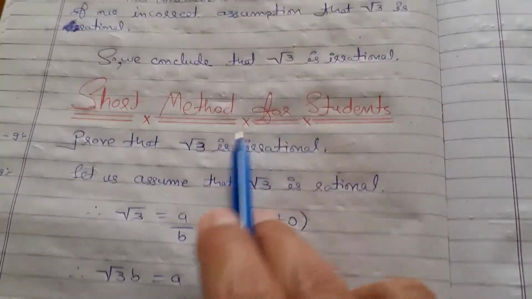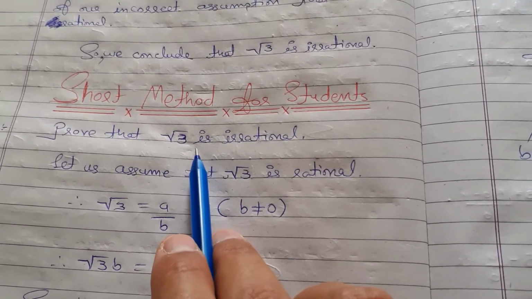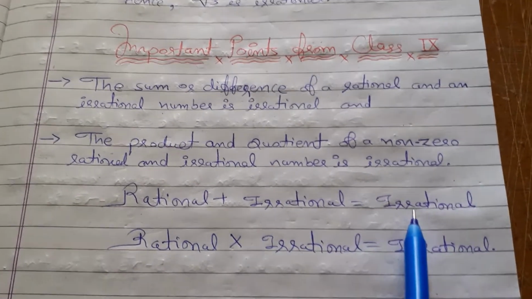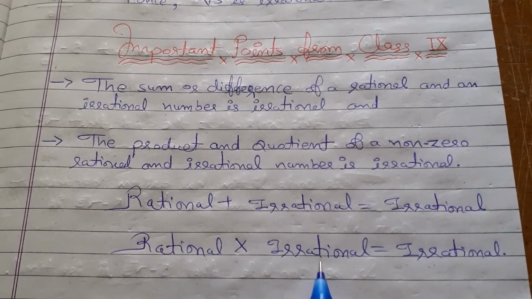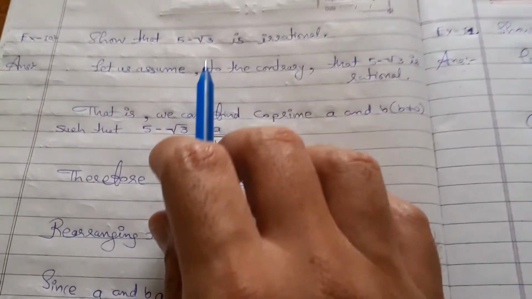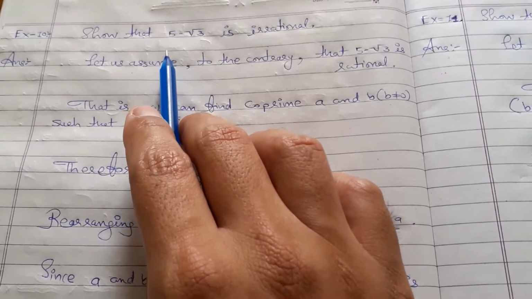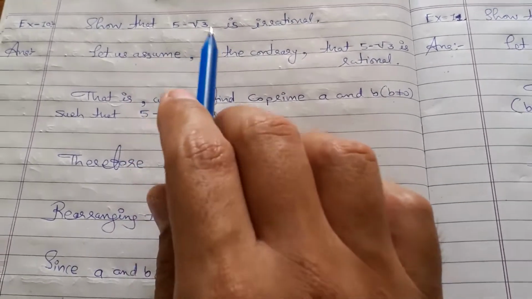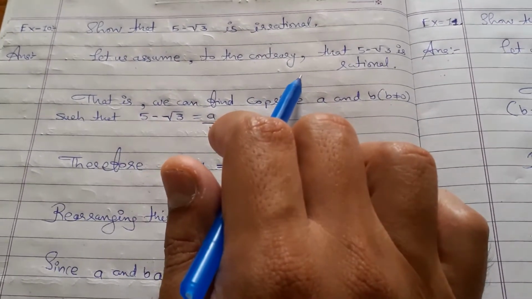This type of question, like root 3 is irrational, is asked every year in the board exam. So these two statements we have to remember: addition of rational and irrational, the answer will be irrational, and product of rational and irrational, the answer will be irrational. On the basis of that, they have discussed example number 10, that is, show that 5 minus root 3 is irrational. We will assume here that 5 minus root 3 is rational.